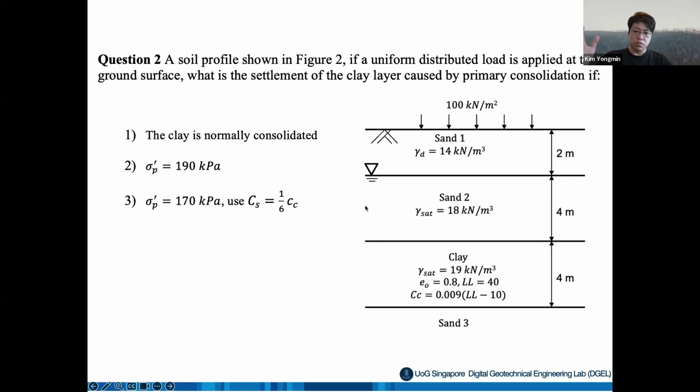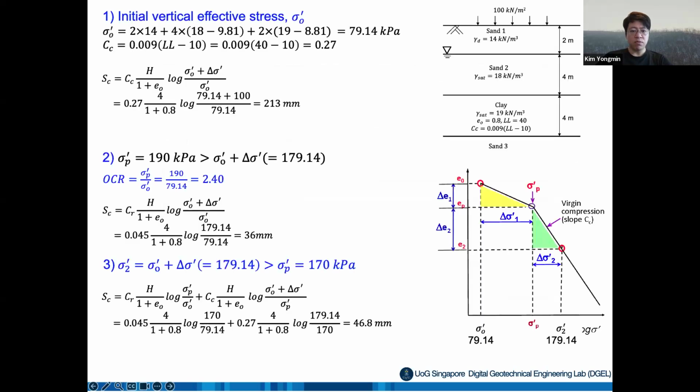The question number 2 is also the same. First case is a normally consolidated situation. Second one is where the pre-consolidation pressure is 190. And third question is 170. Your memory of pressure is different, but your clay layer's current effective stress can be compared with these two pressures, and then you find out the equation you are going to use.